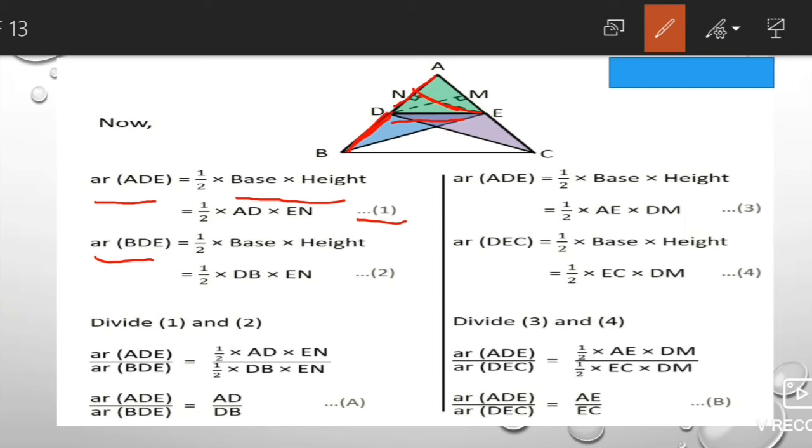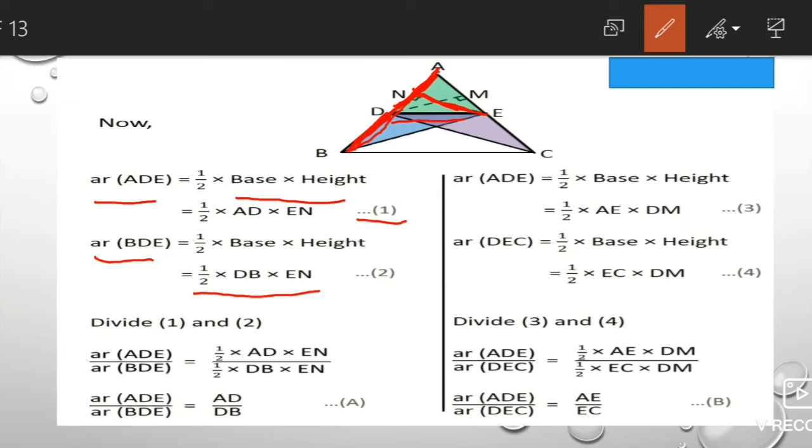EN as height. Why? Because what is the definition of height? Height is the perpendicular distance from a vertex to the opposite side. Now if you extend this BD, it will pass through point A, and on this side EN is the perpendicular. That means height is EN. That's why I have written half into DB into EN.